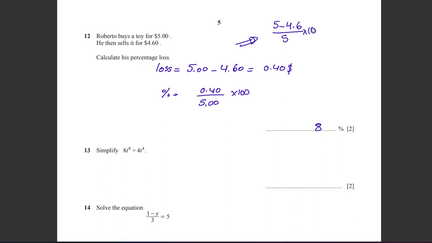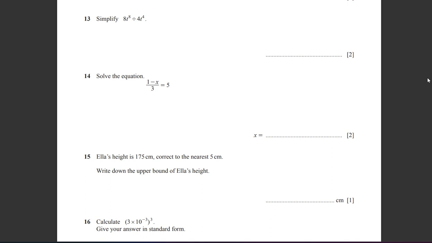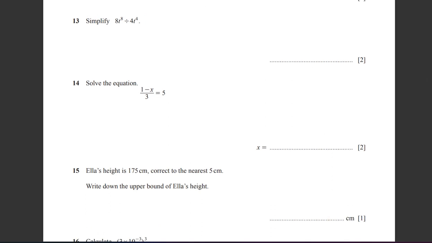Question number 13. He's telling me 8t power 8 divided by 4t power 4. First of all, I'm going to write it as numerator and denominator: 8t power 8 over 4t power 4. First of all, 8 divided by 4 is 2. Then t. When we divide, what we do with the powers, we subtract the powers. So 8 minus 4 equals 4, and this will be the final answer.